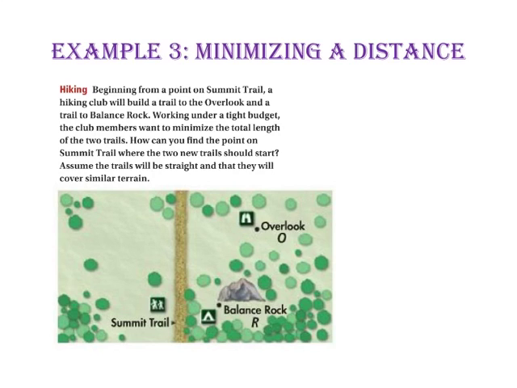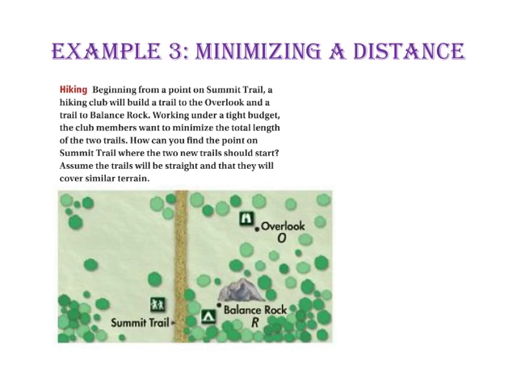Beginning from a point on Summit Trail, a hiking club will build a trail to the Overlook and a trail to Balance Rock. Working under a tight budget, the club members want to minimize the total length of the two trails. How can you find the point on Summit Trail where the two trails should start? Assume the trails will be straight and they will cover similar terrain.